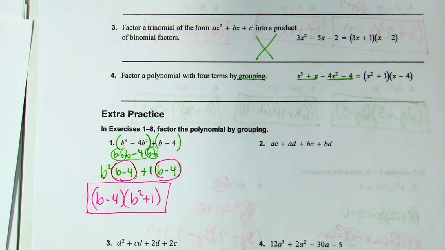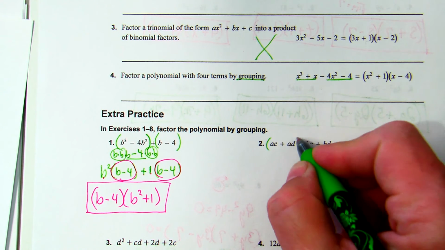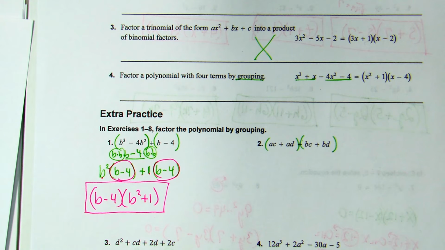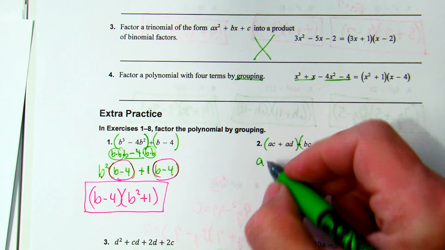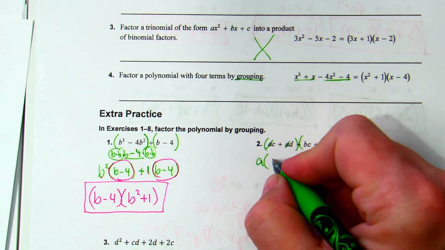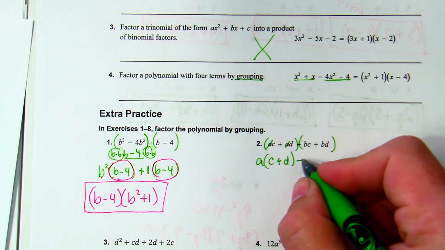Alright, so let's look at number 2. Can I take this one and find groups here? I've got some common things in the first part, and some common things in the second part. What's common in the first part? What letter do you see in both of them? A, right? So we can pull an A out, and if I pull the A out, what's left? C plus D. In the second group, put a little plus sign here for now.